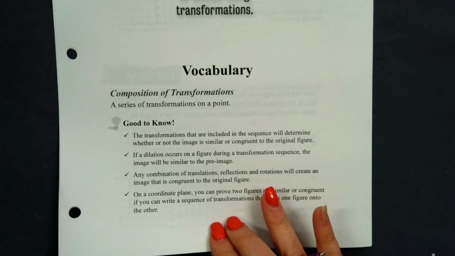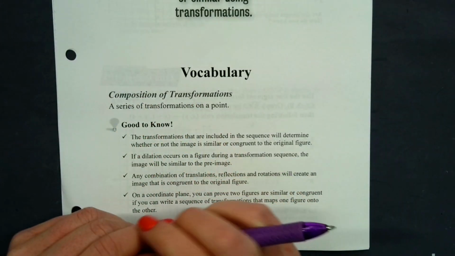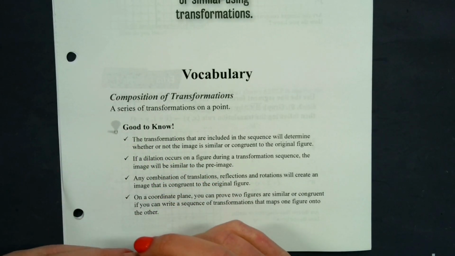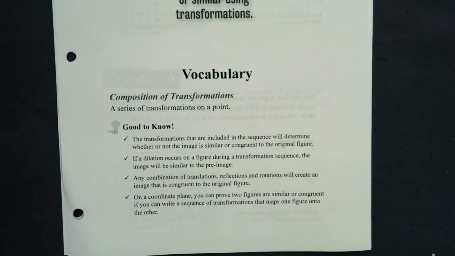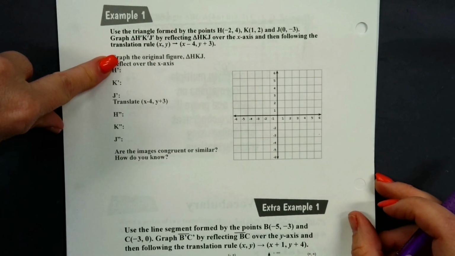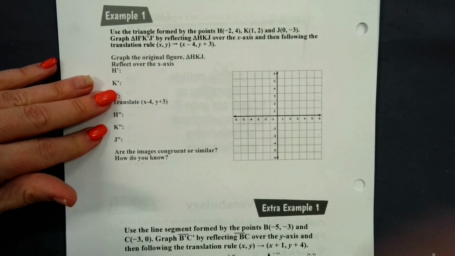All right, let's take a look at the vocabulary. The only reason I leave this vocabulary on here is because if it's on ISASS, it'll be worded this way: composition of transformations. It just means what you're doing. Okay, let's jump right into it. I like it when it's listed out like this. Like, what's my first rule? What am I doing? What's my second rule? So I will try to do that all the time.